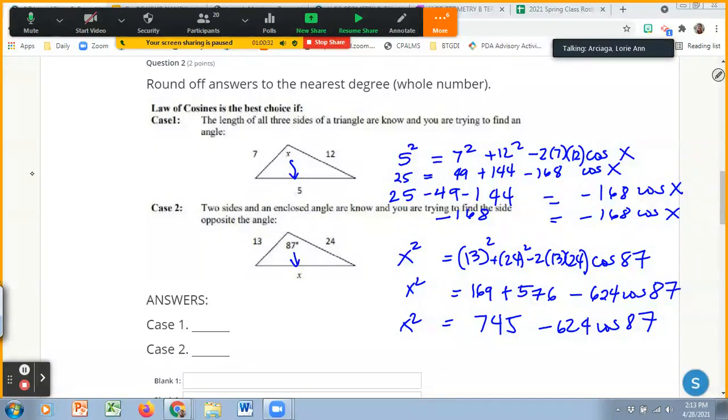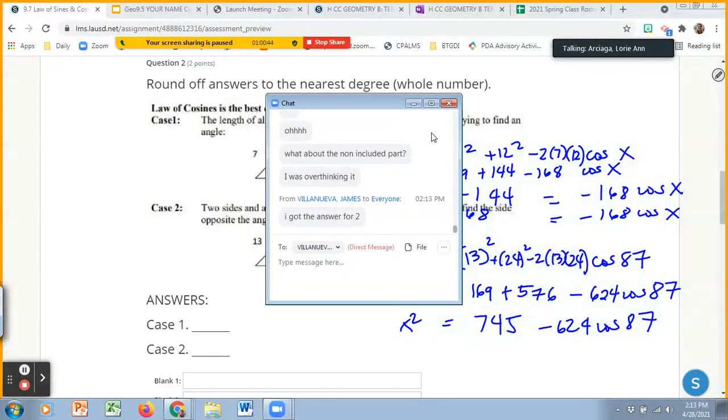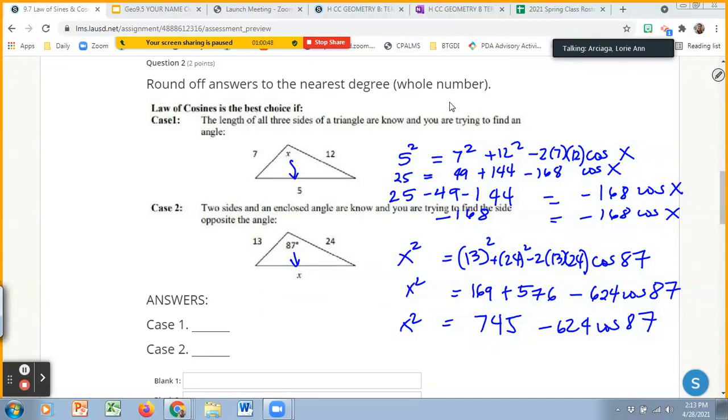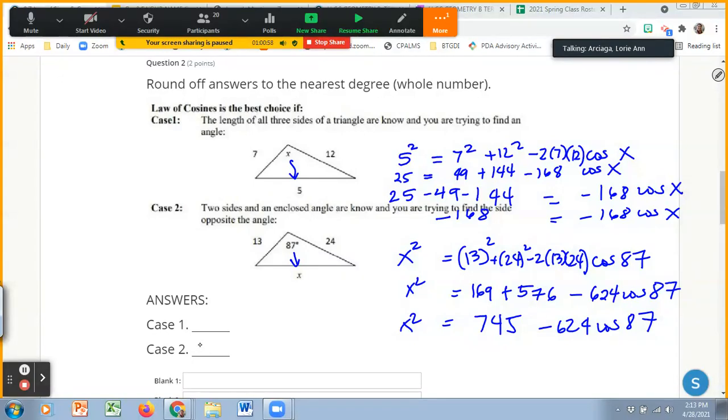Okay, it's been 2 minutes. Did you come up with some steps? You were overthinking it. I got the answer for 2. What answer did you get, rather? 11. Okay. Anybody else who got an answer for either 1 or 2?